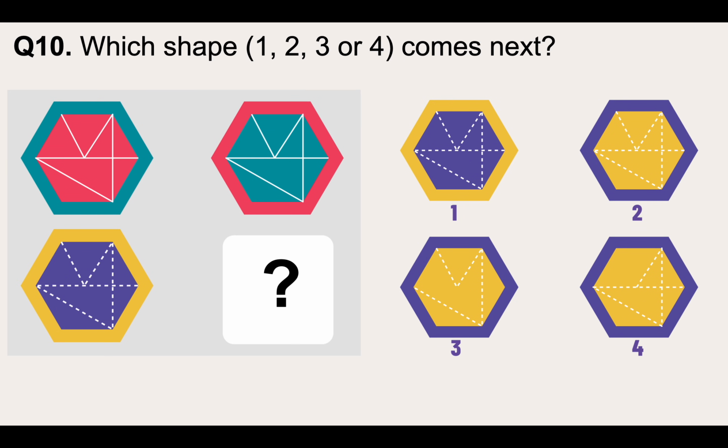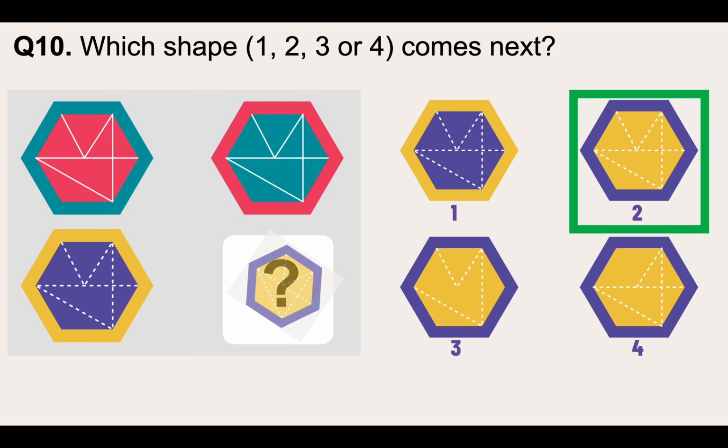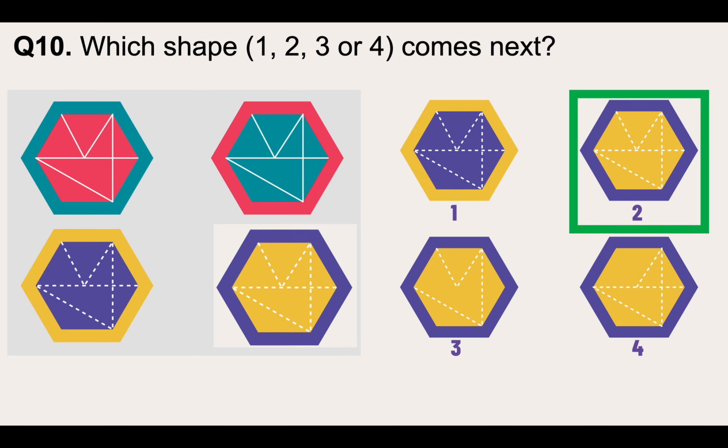So which shape, 1, 2, 3 or 4, comes next? Well, the correct answer is 2, because you can see there that the white dotted lines are exactly the same, but then the colours are inverted, i.e. different, alternate based on the top 2 shapes. So the correct answer is 2.